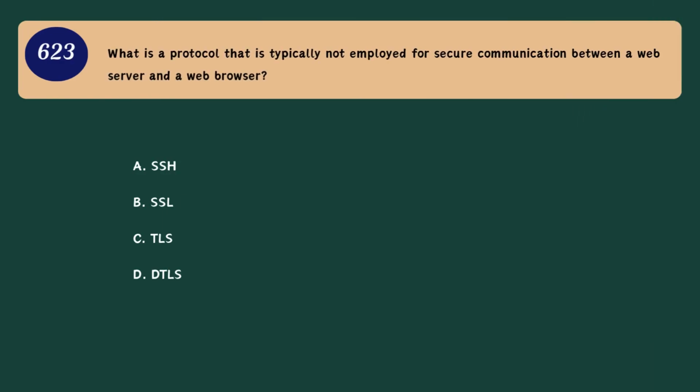Question 623. What is a protocol that is typically not employed for secure communication between a web server and a web browser? A. SSH. B. SSL. C. TLS. D. DTLS.